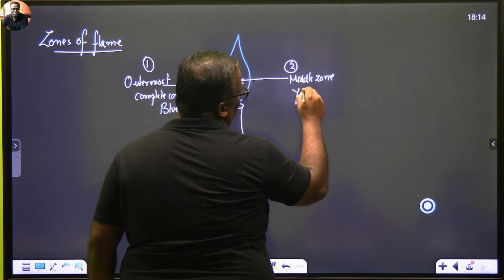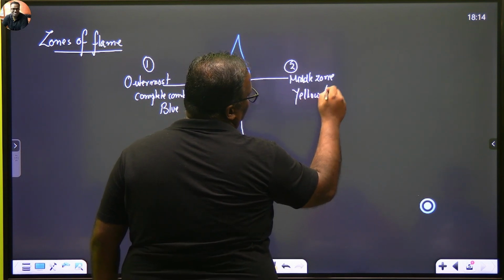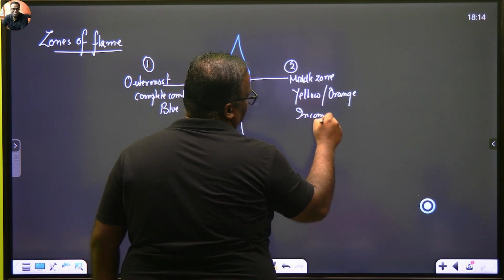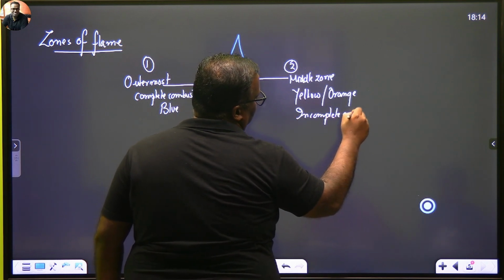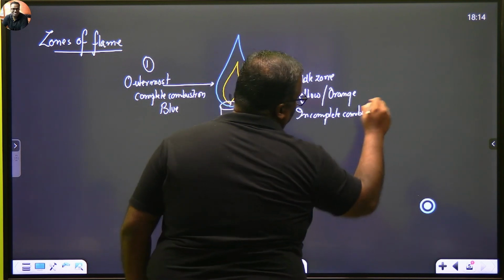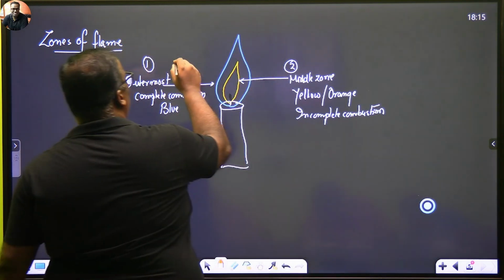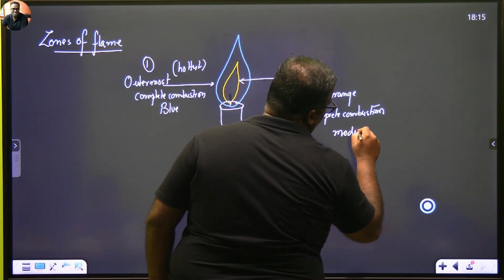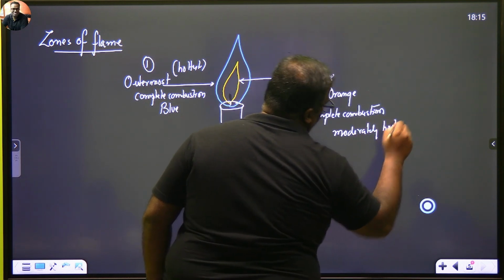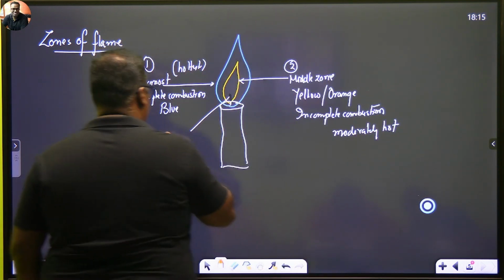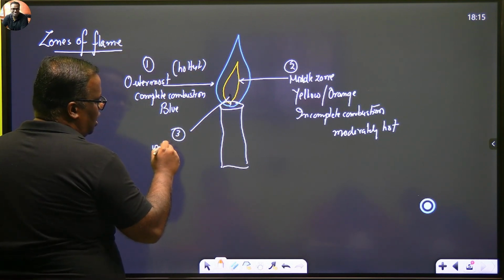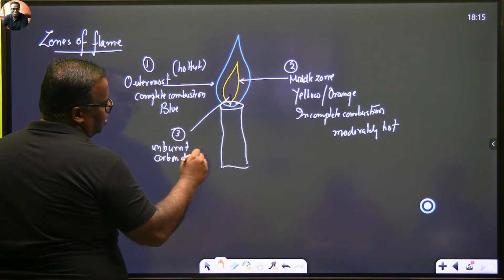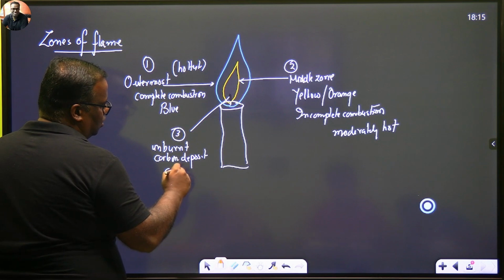This will be either yellow, or slightly orangish, okay, yellow or orange. This is incomplete combustion. This is incomplete combustion, and this zone will be the hottest zone. This will be moderately hot. And then last we have the third zone. This is zone 3. This is the unburnt or carbon deposit zone. And here it is the coolest zone.